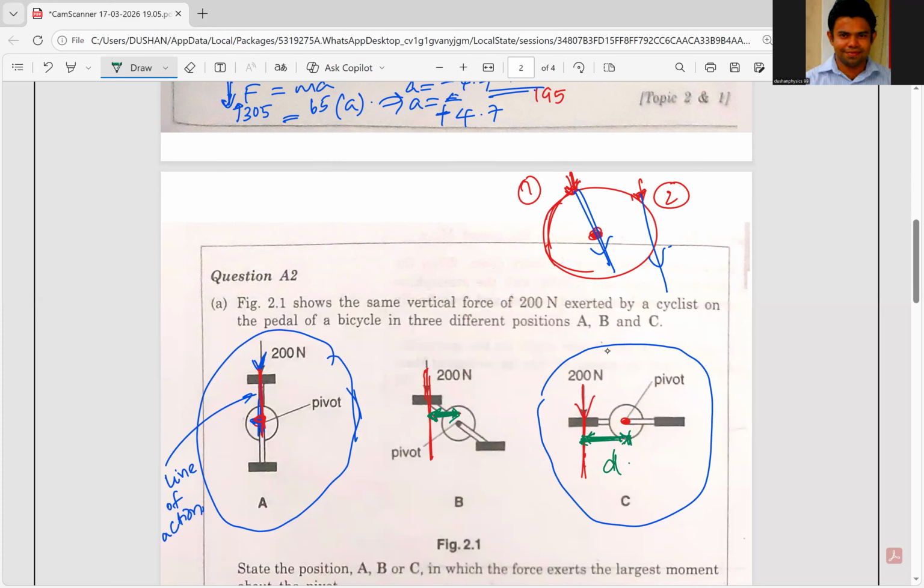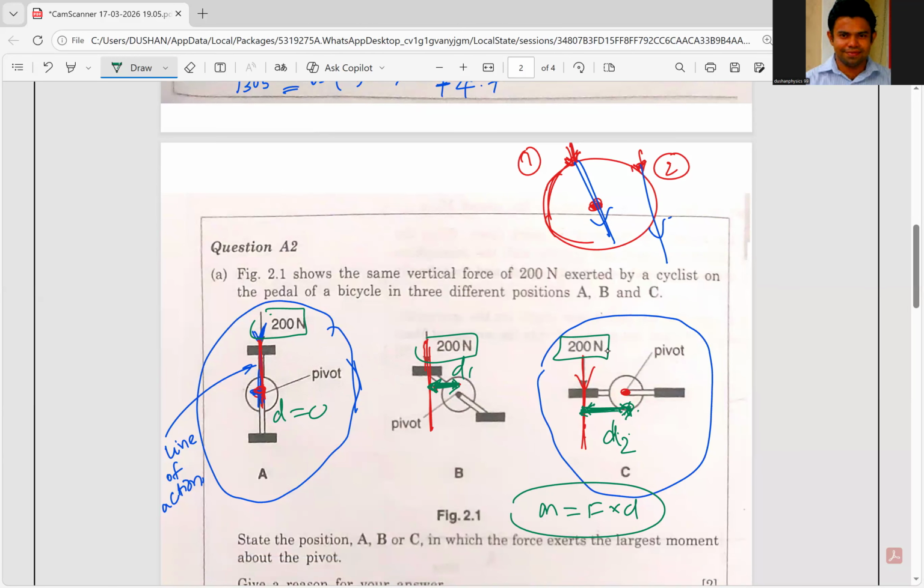In all three cases, the force is equal: 200, 200, 200. But you can see this particular distance is 0. This particular distance is d2, so as you can see, d2 has the highest distance. You know the moment is force into perpendicular distance. So the pedal on the right has the highest moment. Why? Because the perpendicular distance is high.